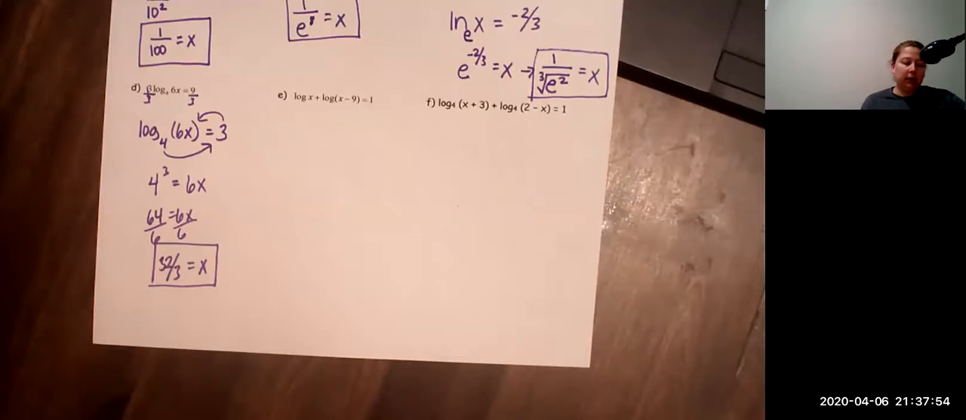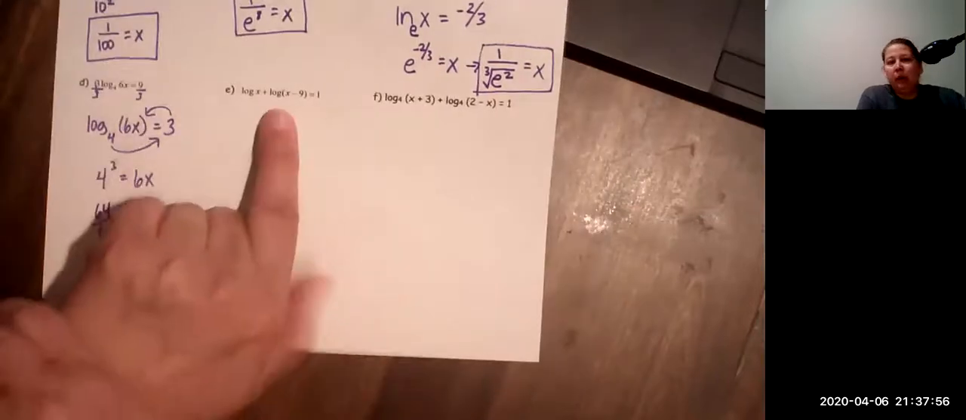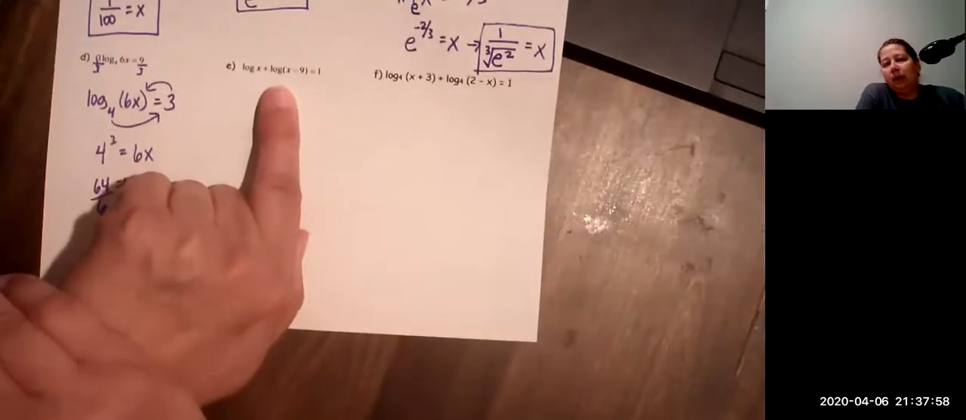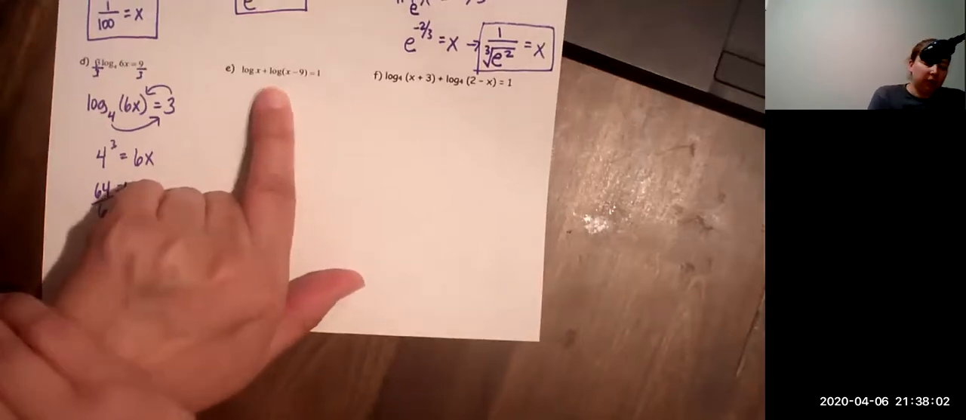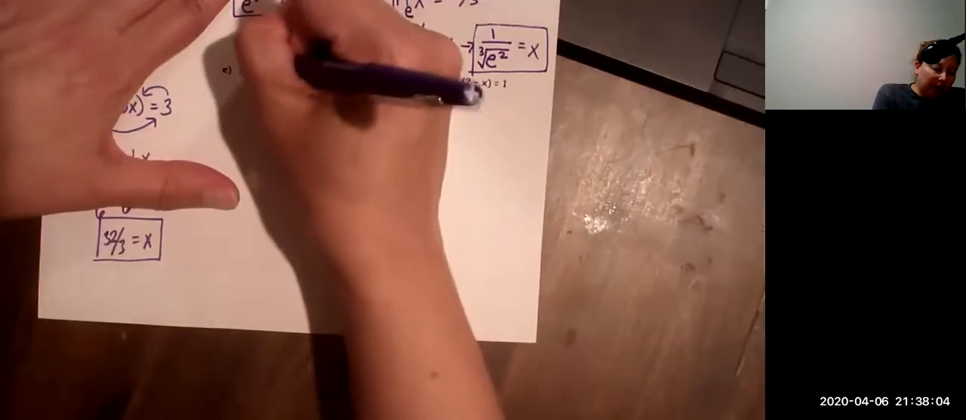All right, look at letter E. We only have log on one side, but we have 2 logs on one side. So before you can do anything else, you have to condense.